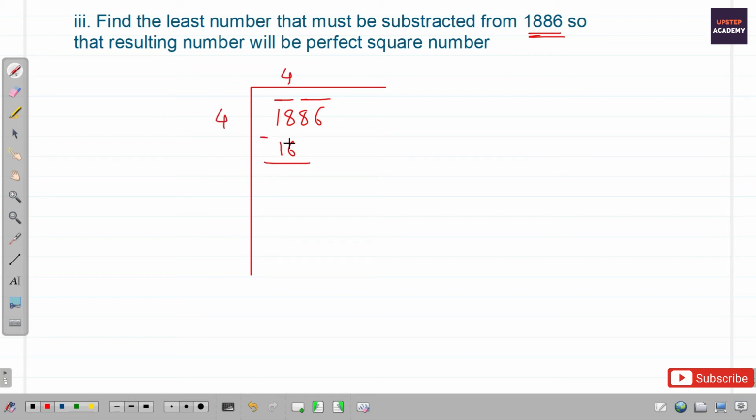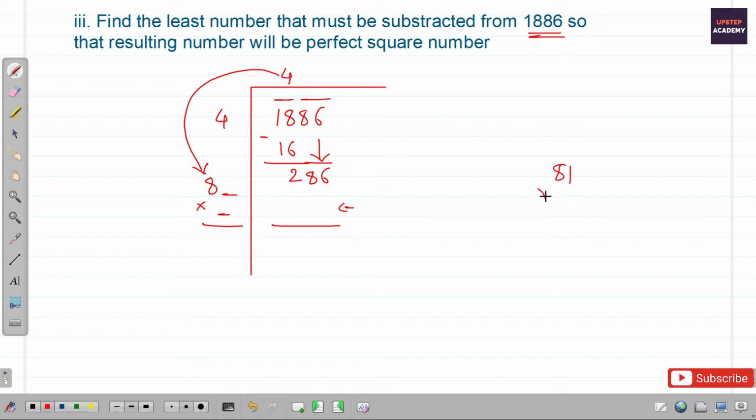Let us subtract this 16 from 18, so 2 will be the answer over here. Let us take another group, 86. Let us take this 4 and double it, so 8 will be the number coming here. We will put one number in front of 8 and will multiply the number coming over here by the number we are going to take here, and the multiplication comes here. So let us check which number should fit over here.